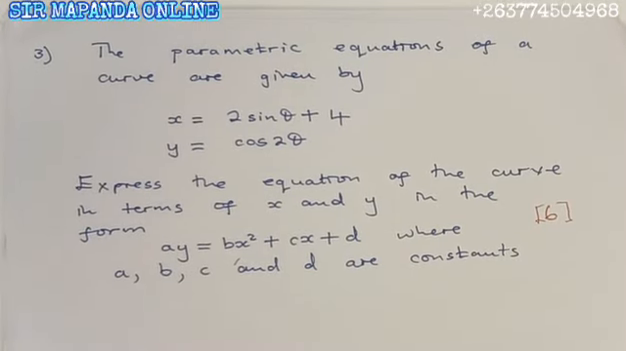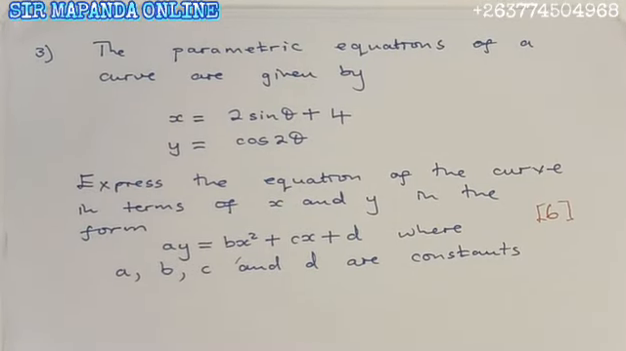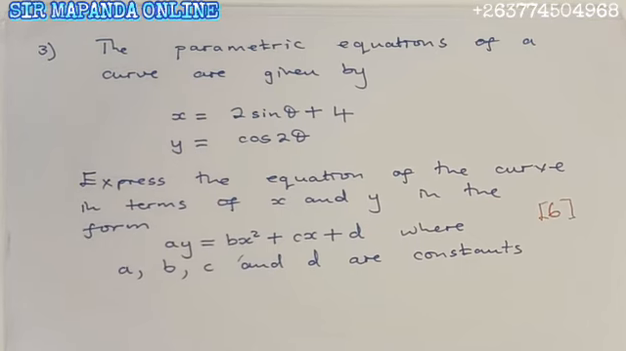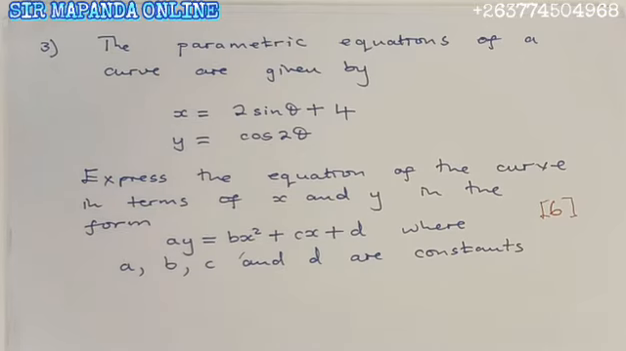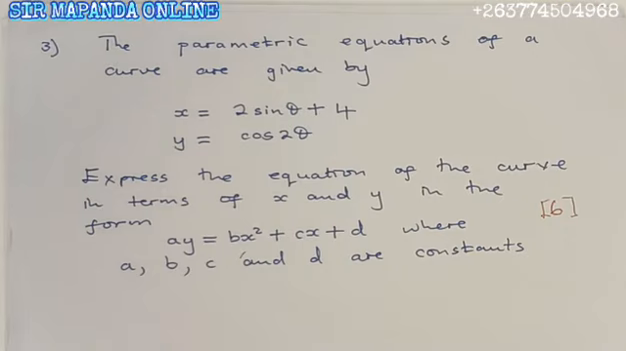Question number 3 reads: the parametric equations of a curve are given by x equals 2 sine theta plus 4, y equals cos 2 theta. They want you to find the Cartesian equation and express it in the form ay equals bx squared plus cx plus d, where a, b, c, and d are constants.